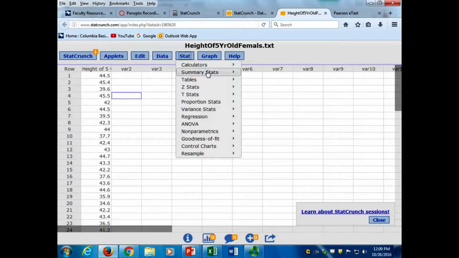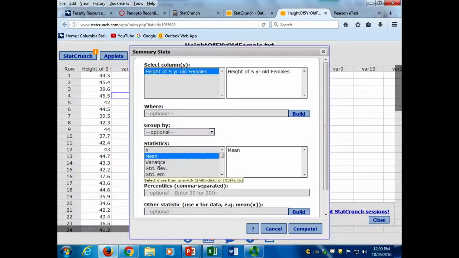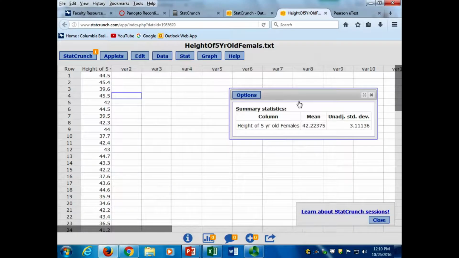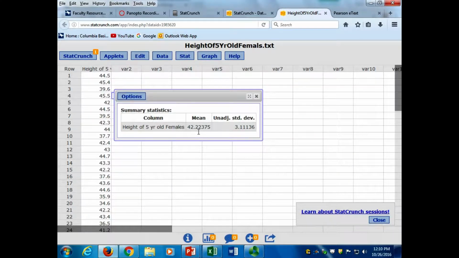So remember, we can do that with summary stats for columns. For them, all I want is the mean and the standard deviation. Okay, and actually, I'm going to treat these like the population. So I'm going to do the unadjusted standard deviation because I'm going to assume that this is like all of the 5-year-old females at this clinic. So we'll go ahead and say, okay, so here's our mean and here's our standard deviation.